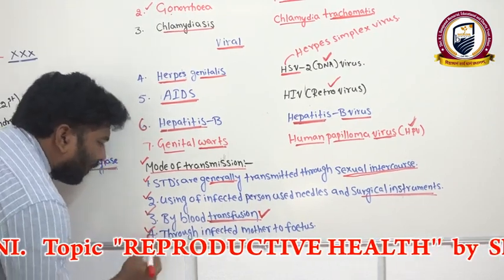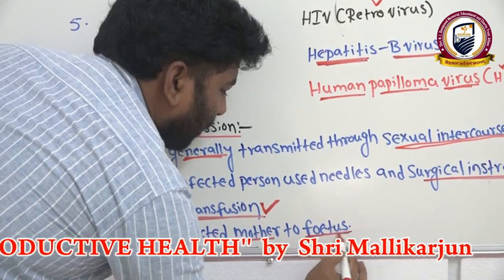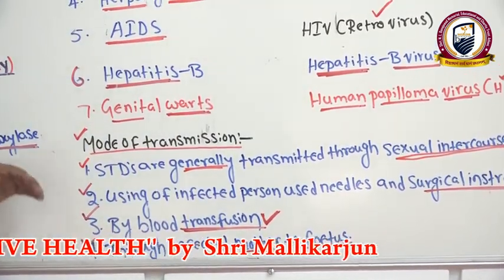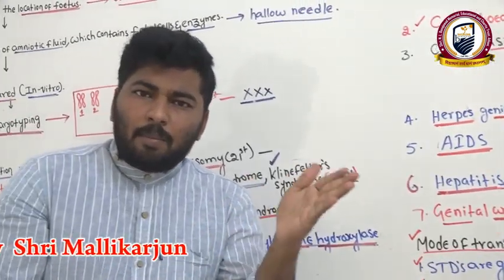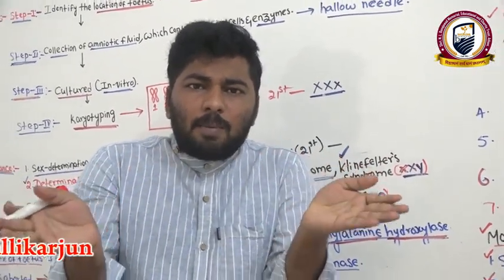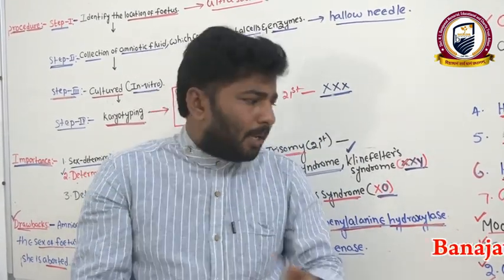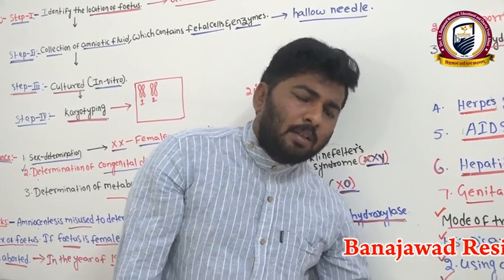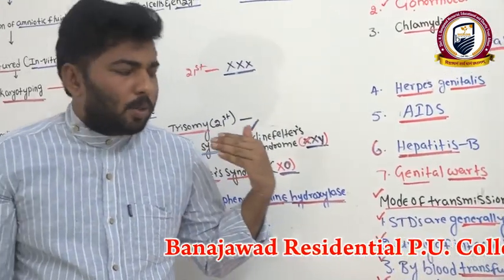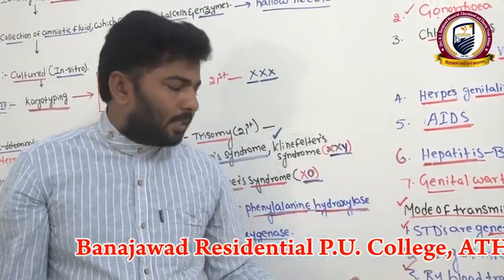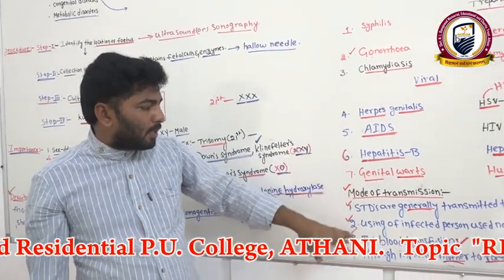Now by blood transfusion also the person may get HIV and these diseases. Now the last one, that is through the infected mother to the fetus. This is also possible because during the rupturing, mixing of the mother's and fetus's blood takes place. At that time, there is a chance to pass the disease from mother to fetus. These are the ways the diseases pass.